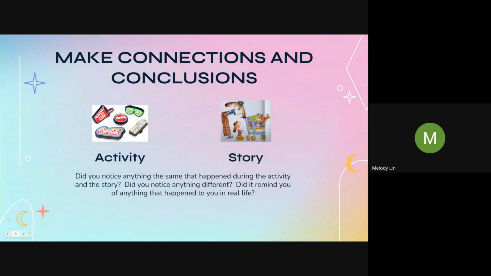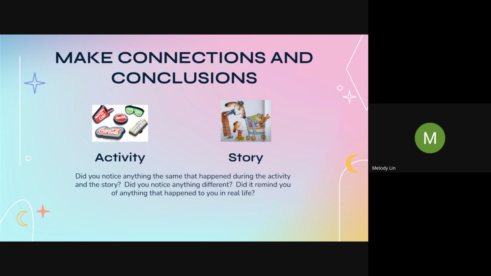Okay, then we want them to make the connections between the activity that we just did in class and the story of Betty Bunny. And we want them to make comparisons. So students were told they could pick only one toy, just like what Betty Bunny's mother told her, but some students may have wanted both toys or more than one of the same toy, just like Betty Bunny wanted more than one toy.